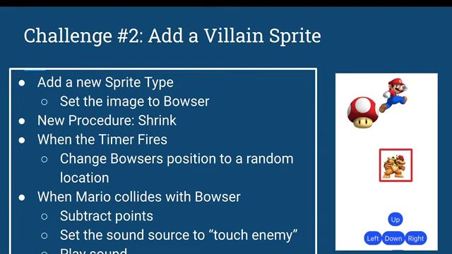The second major challenge is you'll need to add a villain sprite. In this case, I'm suggesting you add Bowser. You can add anybody. You can add Justin Bieber, whatever image you want to put in there. Totally fine with me. So you add a new sprite. You're going to create a new procedure called shrink. When the timer fires, you'll add some code to that event to change Bowser's position, and you'll also set some code to watch for when Mario collides with Bowser. A series of things will happen.